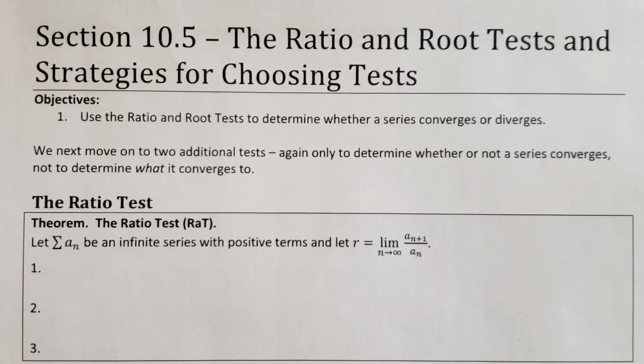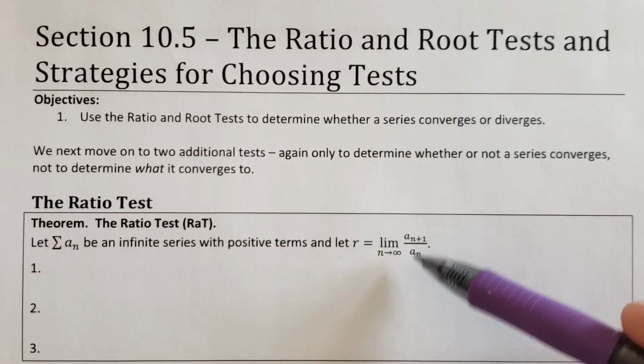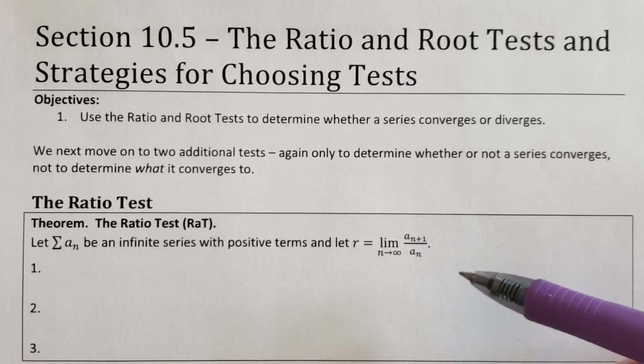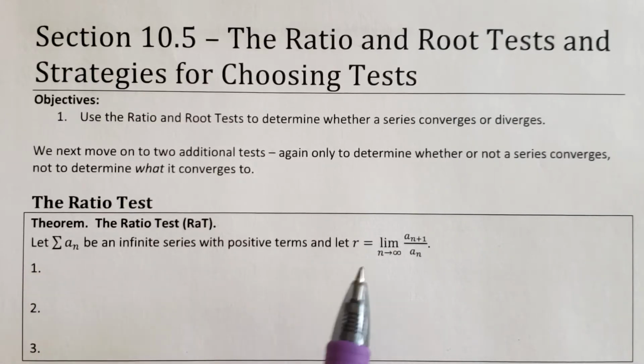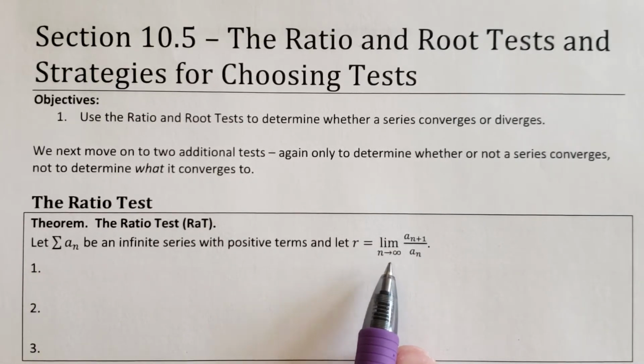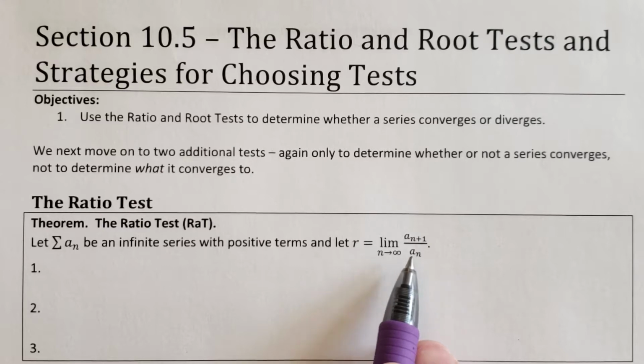This one is easy to confuse when you're first starting with the limit comparison test because you can see there's a limit involved, but this is very different. This is just a single series. So here we're focusing on an infinite series with positive terms, and we're letting r equal the limit as n goes to infinity of the ratio of the n plus first term over the nth term.